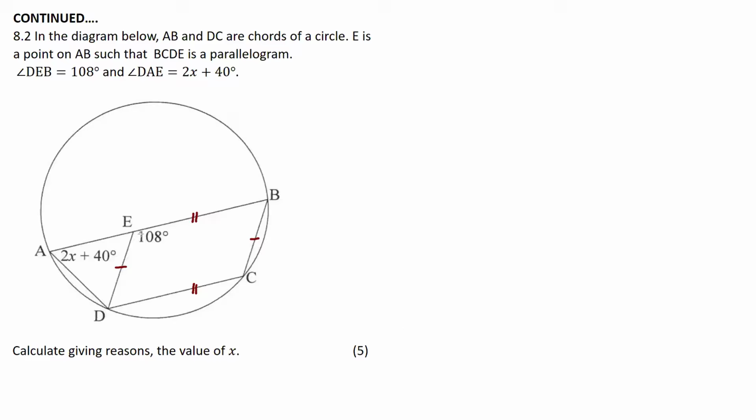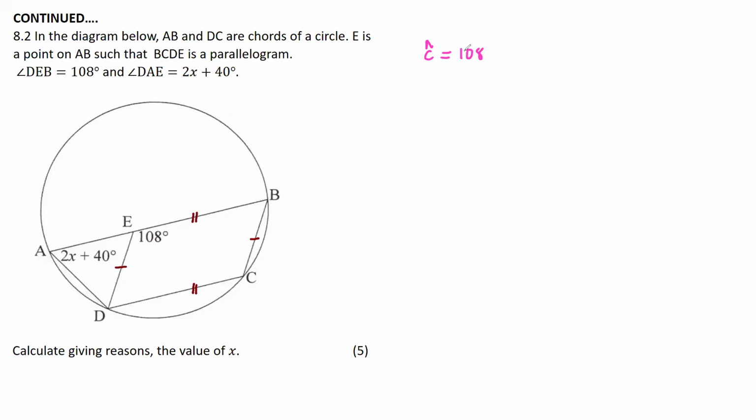Opposite sides are equal and the opposite angles are also equal. Remember that. DEB is 108. DAE is 2x plus 40. And then the question says, calculate, giving reasons, the value of x. Sure. Let's start. C is 108.